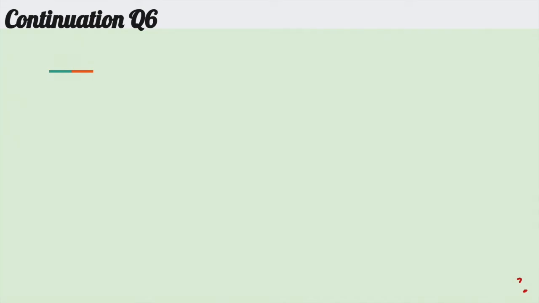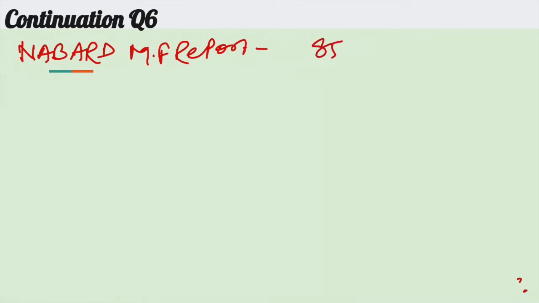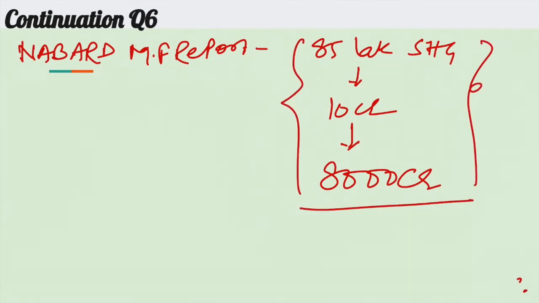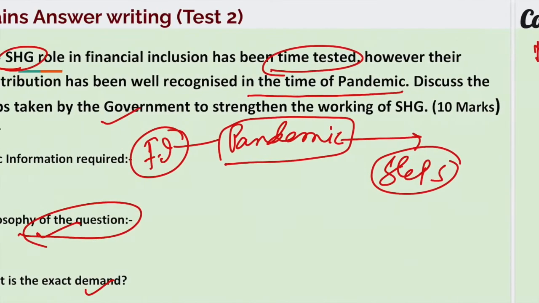But here you are required to give certain data which will substantiate your entire argument, that is, how it is time tested. So now I am giving you one data, for example the NABARD microfinance report. This report says that around 85 lakh SHGs, having a membership of 10 crore, have a balance account of 8,000 crore.